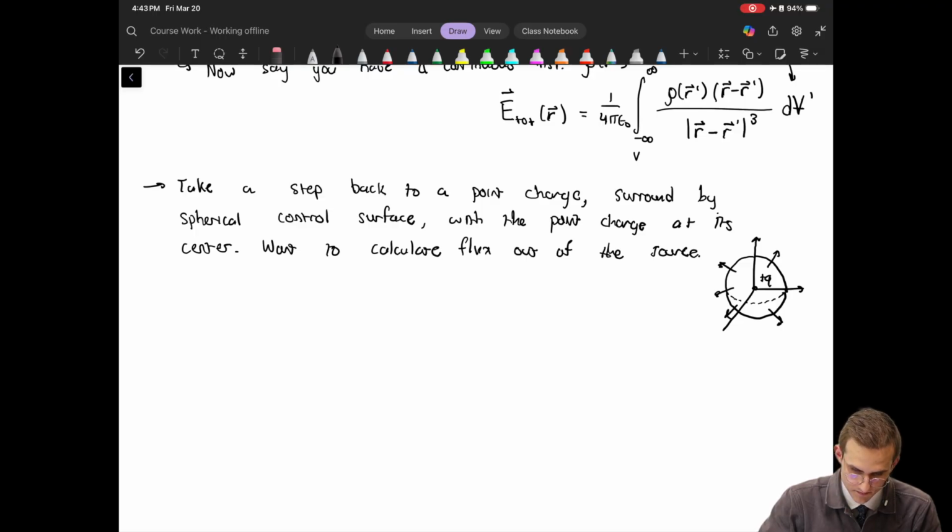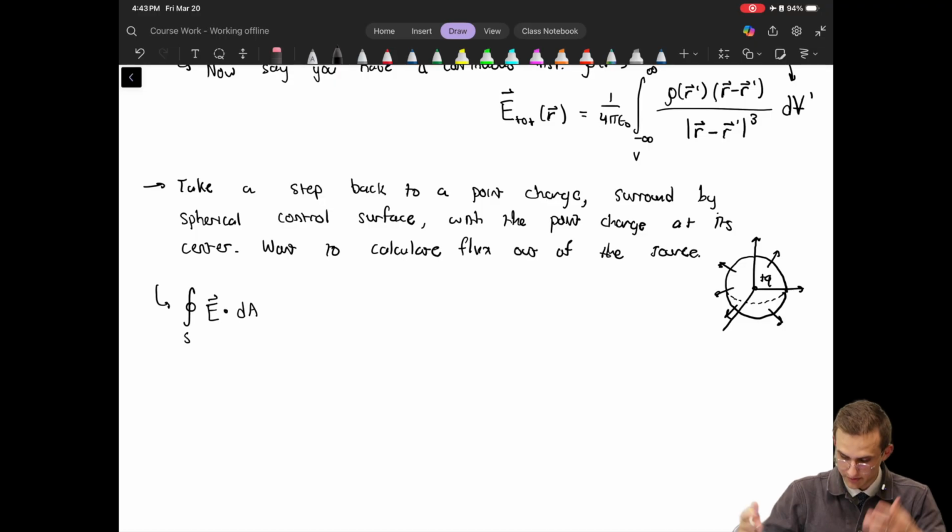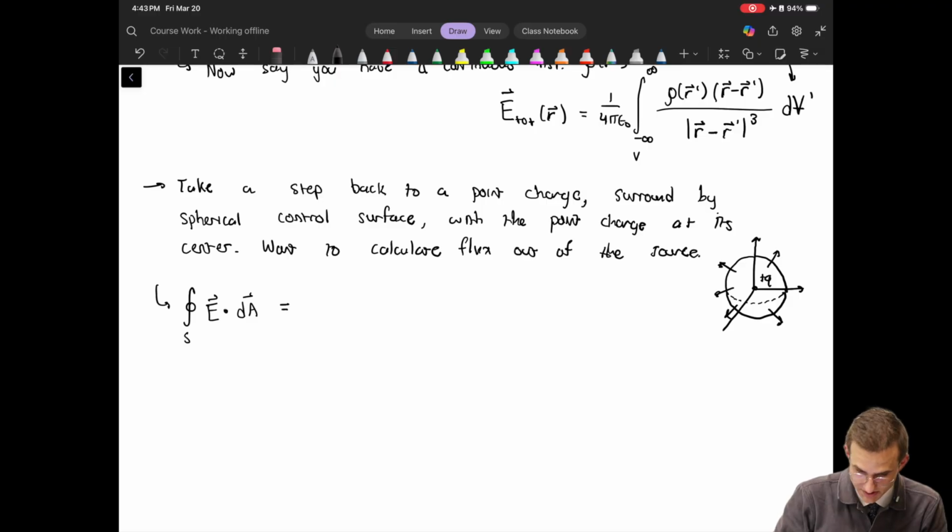Okay, so let's do it. What does that integral look like? Well, it's a closed surface integral over our surface, and you just take the dot product of E with the differential surface elements that make up the surface, with the outward normal, and then we can just plug in our expression for the E field into that.